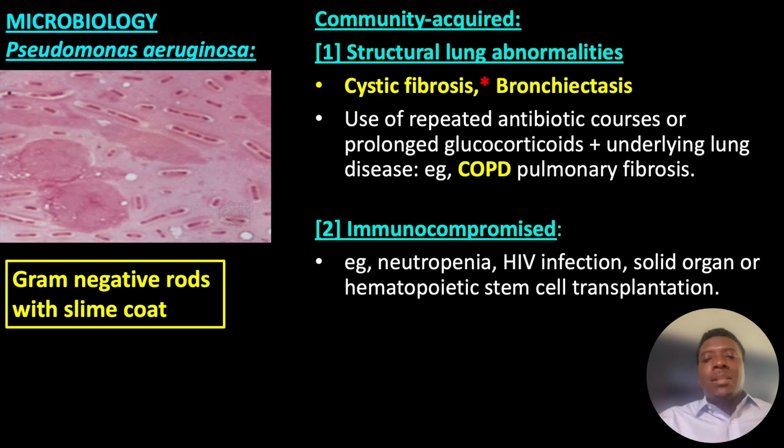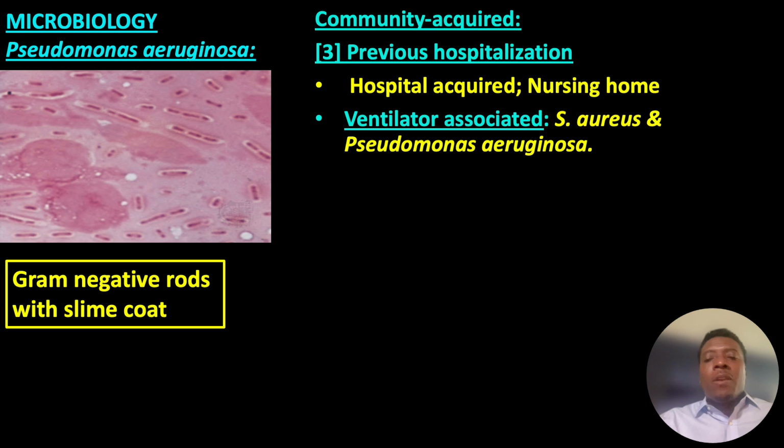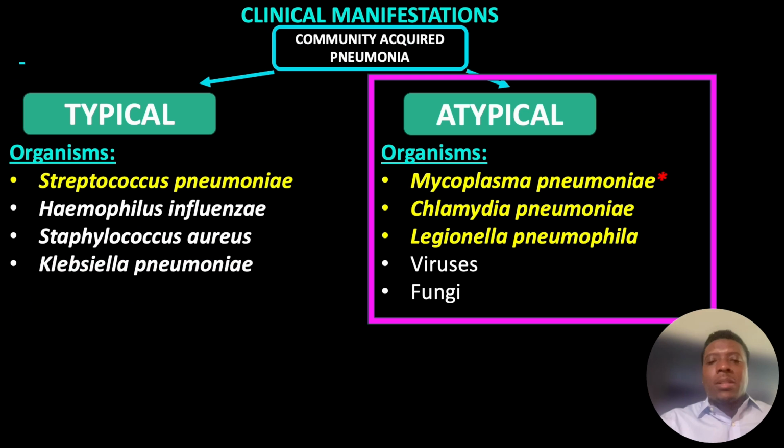Now, the gram stain for Pseudomonas is gram-negative rods with a thick slime coat. Why is that so important? That thick slime coat makes it very hard for antibiotics to penetrate, which is why we have to use specific antibiotics to fight off Pseudomonas infection. Now, if it's hospital acquired or someone that has recently had a hospital stay, they can also be at increased risk for Pseudomonas. And again, ventilator-associated pneumonia, you worry about Staph aureus and Pseudomonas as increased risks.